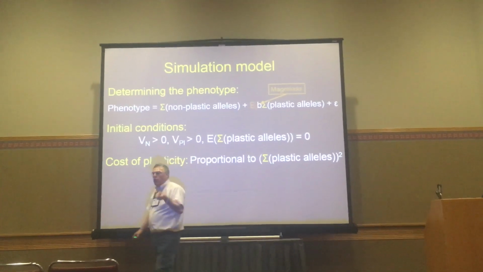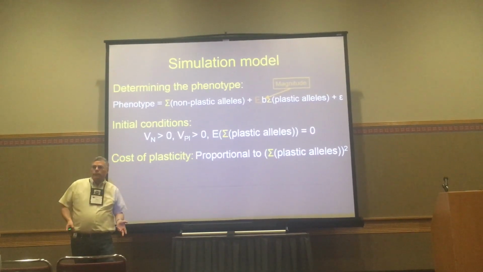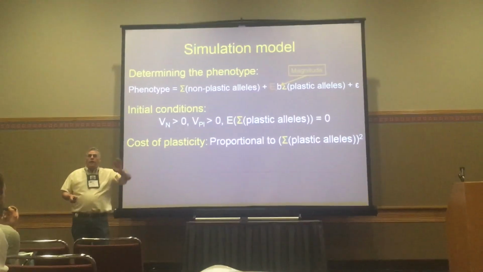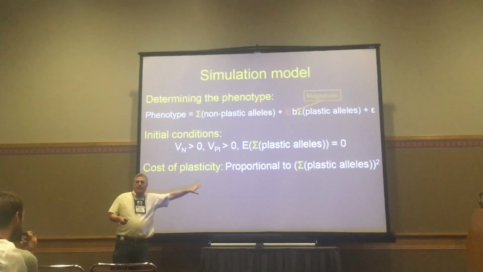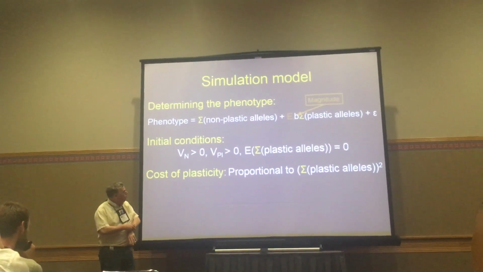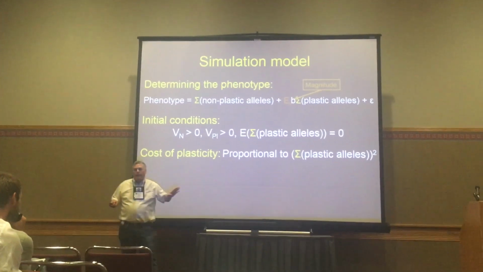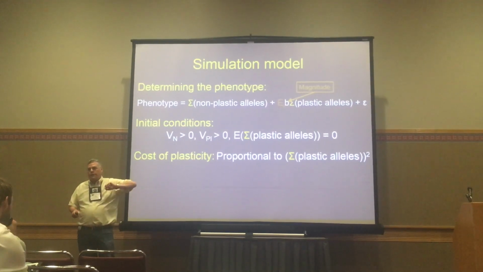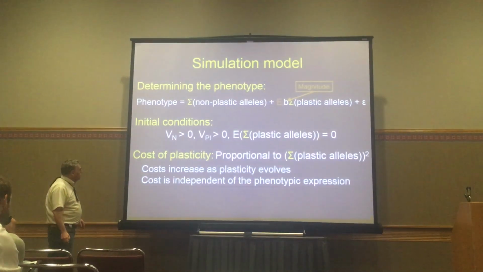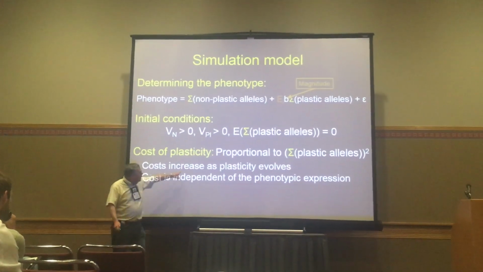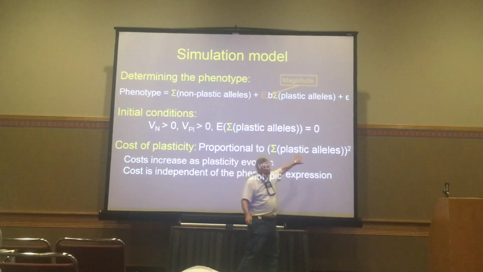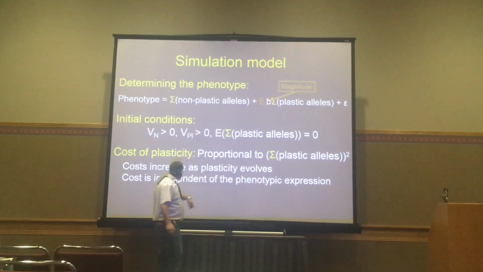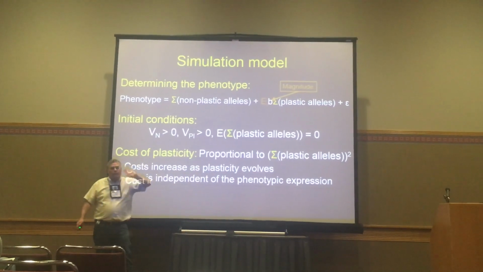You could think of this as a cost for, let's say, maintaining the underlying machinery for plasticity separate from its phenotypic expression. There's lots of different kinds of costs of plasticity. This is sort of an intermediate version, and the overall patterns probably aren't going to differ depending upon exactly how you express that cost, although the details would matter. But the point is that the cost is going to increase as plasticity evolves. That is, as you get more and more plastic, the cost goes up, and it's independent of the phenotypic expression.